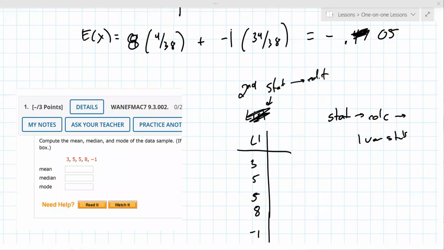Yes. Well, you actually don't know. You want to go stat, calc, one variable stats for the mean, median, and mode. Okay.